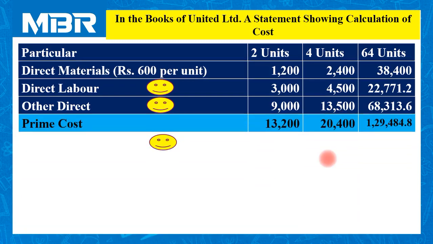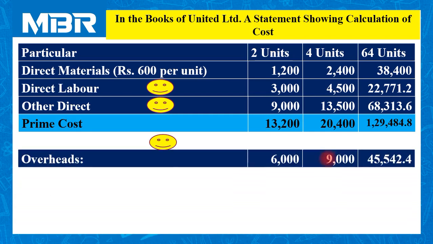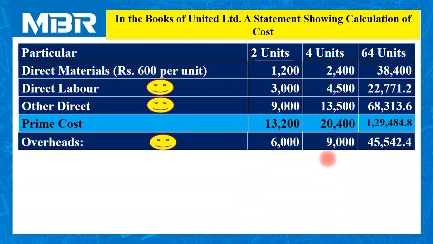Total of all direct expenses is known as prime cost. While making 2 units of output, prime cost is rupees 13,200. For the manufacturing of 4 units, 20,400. And when we have produced 64 units, it is 1,29,484.8.